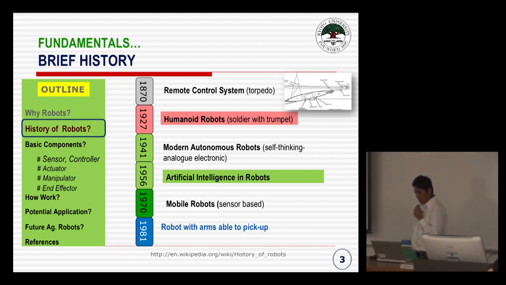Then mobile robots were invented in 1970. One of the important things for a robot is mobility, the ability to pick up objects. This property was introduced in robots in 1981. After that, this generation of agricultural robots was introduced in the agricultural field.